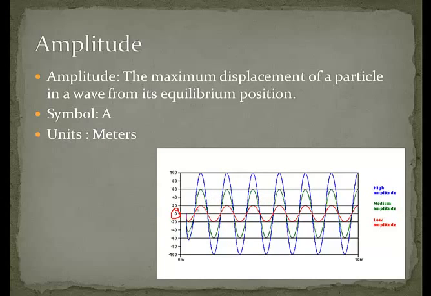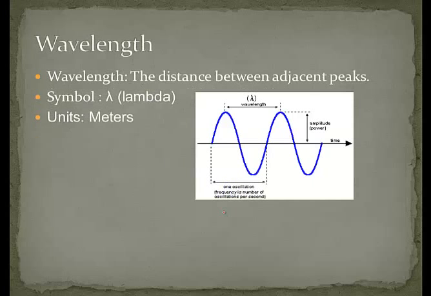So the blue wave would have a really large amplitude, an amplitude of 100. The green wave would have an amplitude of 60, whereas the red wave would only have an amplitude of 20. So it goes 20 up and 20 down. That would be a low amplitude.